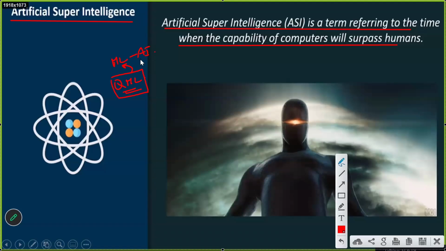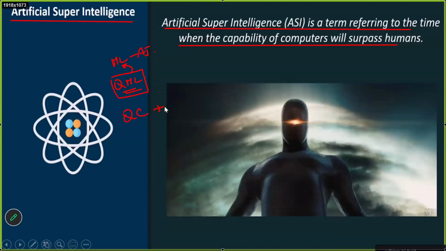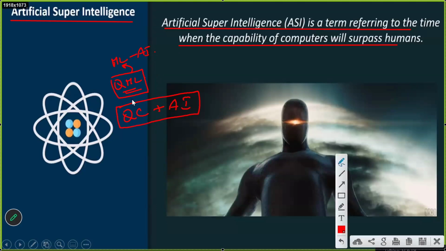So do remember, quantum computing plus artificial intelligence is a deadly combination which is going to change the world a lot. The world will not be the same as what you are seeing nowadays. Within 5 years, the world is going to change tremendously. So in that case, we will achieve this phase of artificial super intelligence. That is the thing.